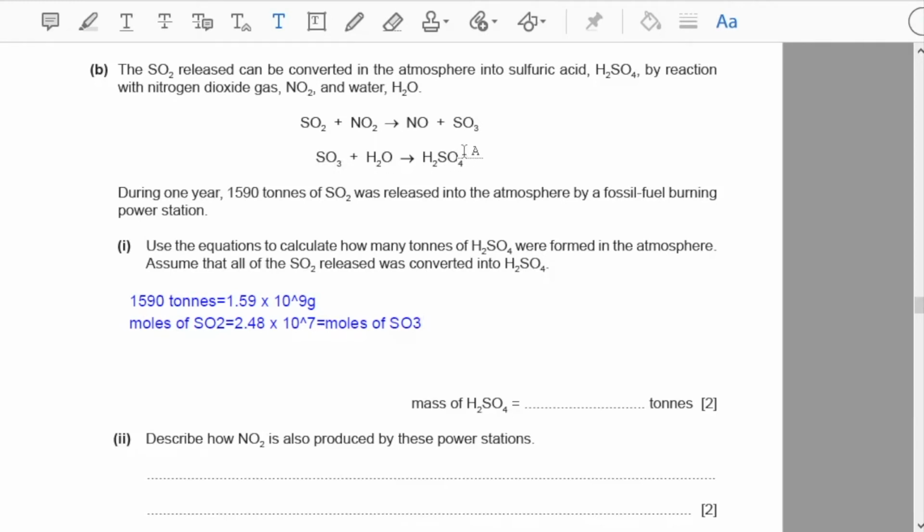Now that you have the number of moles, which is 2.48 times 10 to the power 7, and the RFM of H2SO4, which is 98.065, multiplying moles with RFM will give you the mass of H2SO4 in grams, which can be converted to tons by dividing it by 10 to the power 6, and you'll get a mass of 2,433 tons.